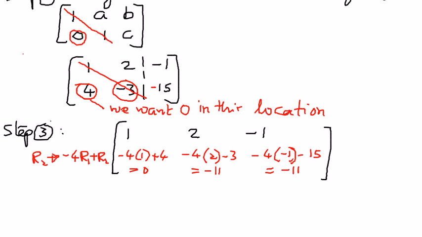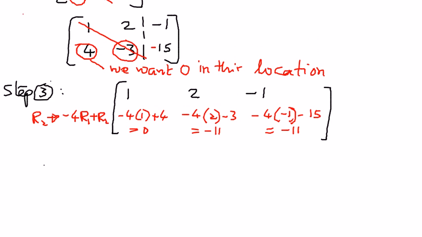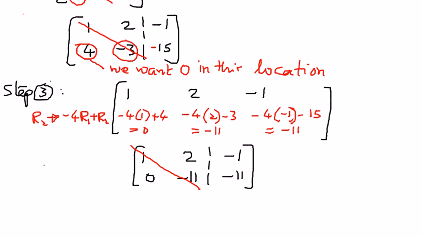When we rewrite this in a much cleaner manner, this is going to look like this: 1, 2, negative 1, 0, negative 11, negative 11. And now when we look at this, we want a 0 in this location. We have achieved that. We want a 1 in this location, so I'm going to write we want 1 in this location.